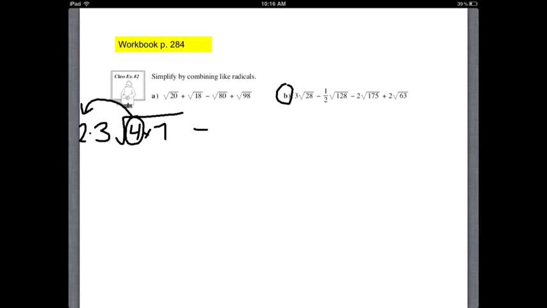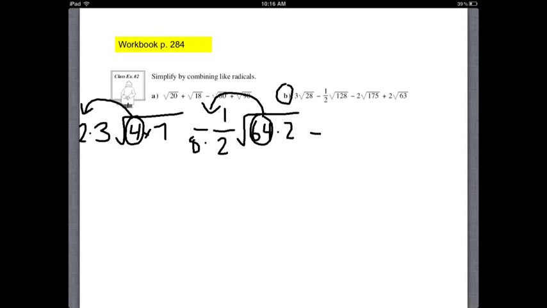For the next one, you have negative 1/2 times root 128. That 128 can be broken down to 64 times 2. 64 is a perfect square. That can be brought out. That's going to be 8 times 1/2.